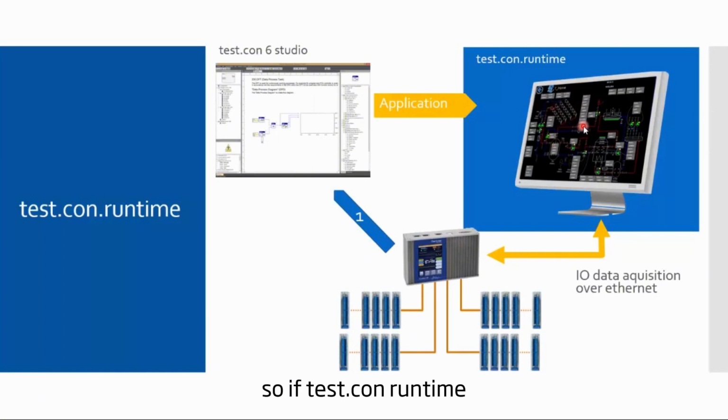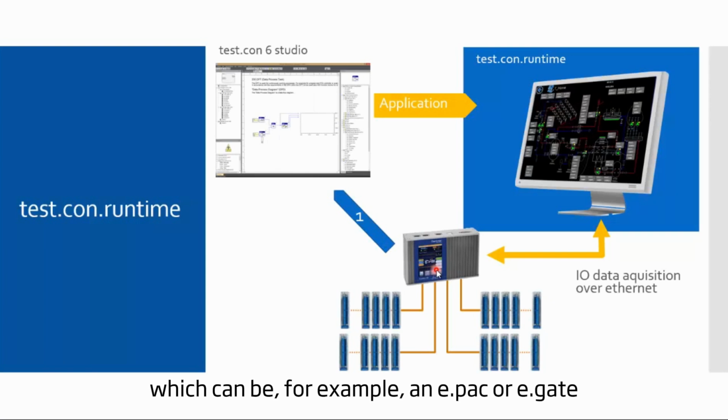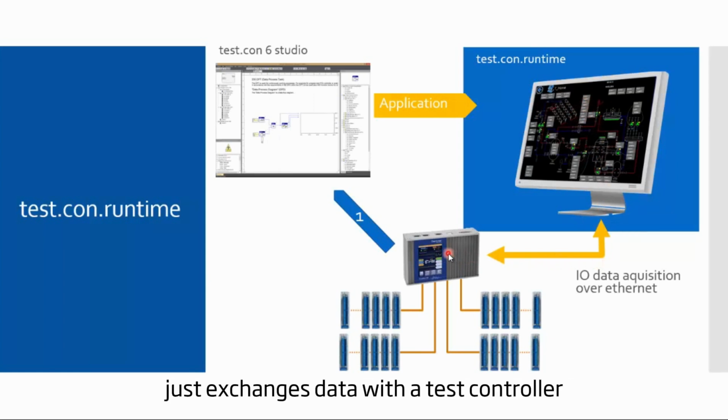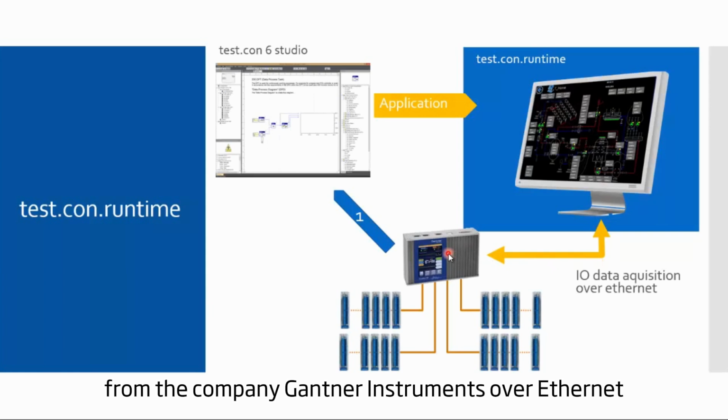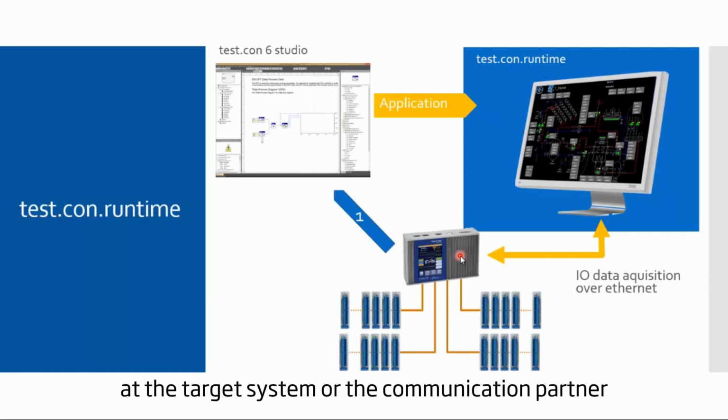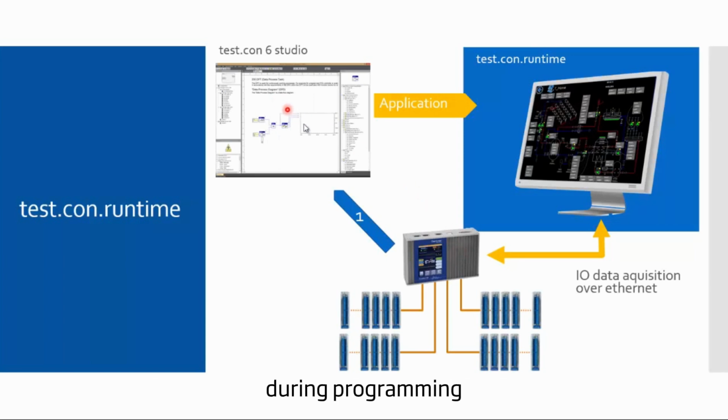So a test.con runtime exchanges data with a test controller, which can be, for example, an e.pack or e.gate, and it does not necessarily have to be a Q.station. It just exchanges data with a test controller from the company Gantner Instruments over Ethernet. For the system to know with which device it should program, I have to log in with the test.con runtime at the target system or the communication partner during programming.